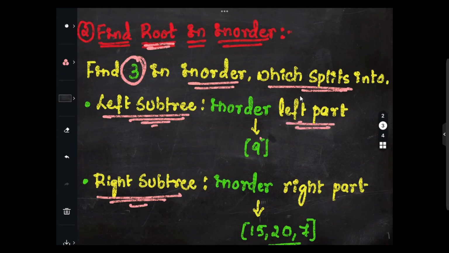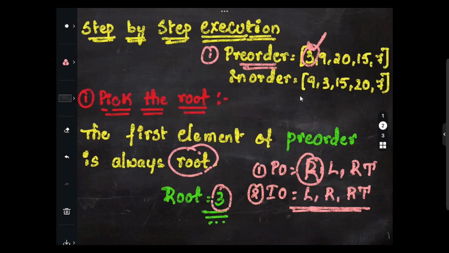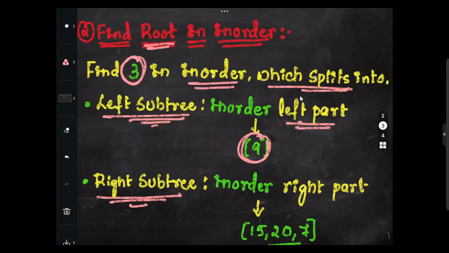So in-order left part here is 9, which is basically the left subtree. The right subtree in this case, in-order right part, is 15 20 7. When we considered the right part, first we considered 15, then the root, right? In-order we are speaking of left, root, then right. 15 we considered, followed by 20 and then 7. During the example, I explained the same thing, right?